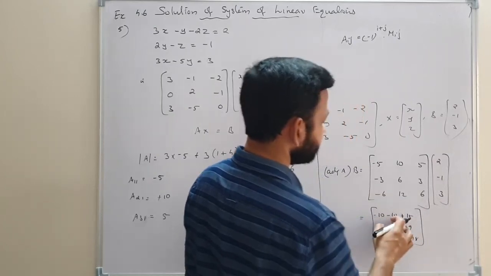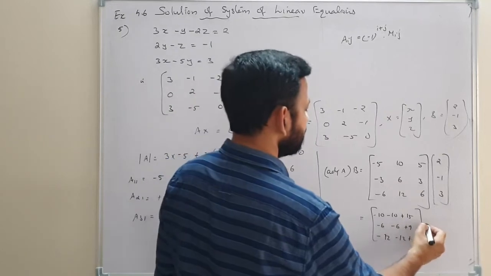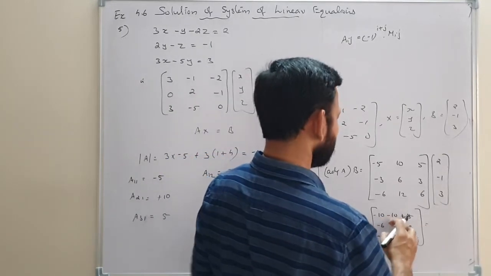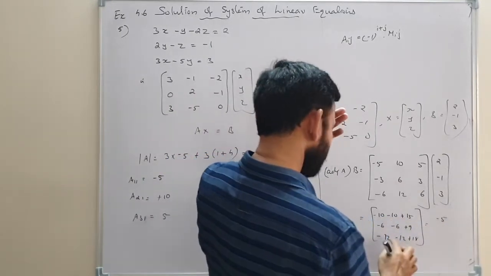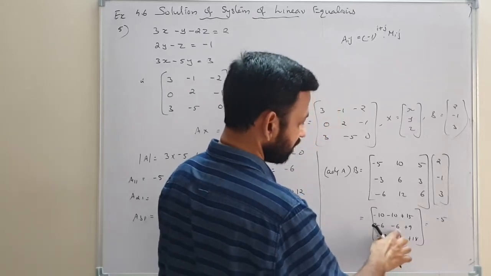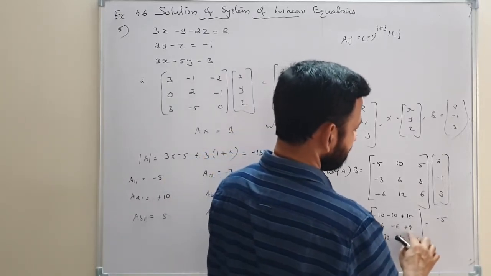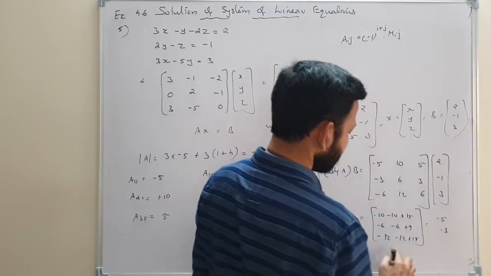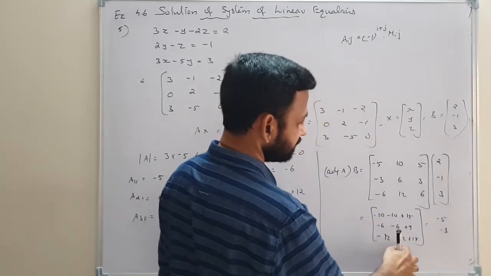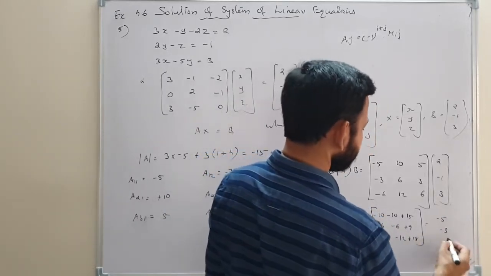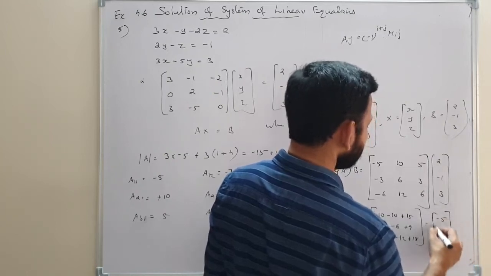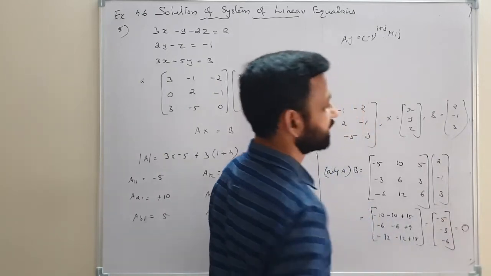So here minus 10 plus 15, that is 5. And here minus 6 plus 9, that is 3. And here minus 12 plus 18, that is 6. Not equal to a zero matrix.